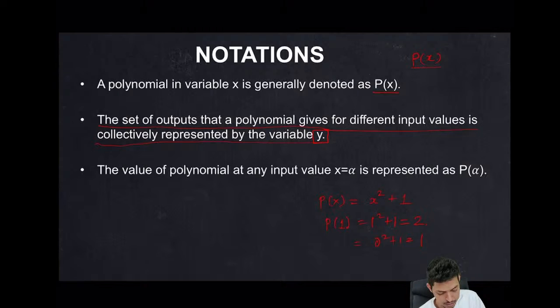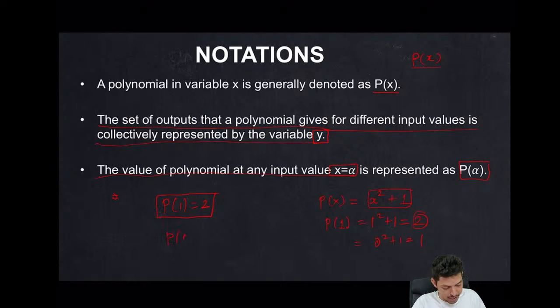And finally, the last notation to understand is that the value of a polynomial at any input value x equal to alpha will be represented by p of alpha. So if you have a polynomial like x square plus 1, and I said put x is equal to 1 as input, you get 2 as output. Instead of saying this, one can simply write p of 1 is 2, and this entire expression will be understood. So this means for p of x, when 1 acts as input, then output is 2.